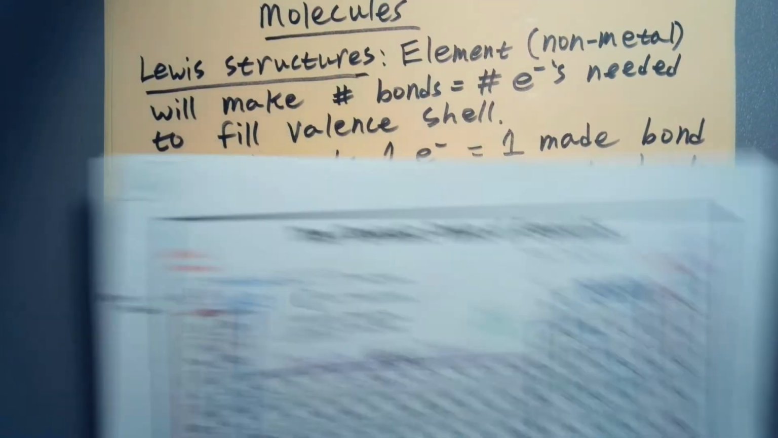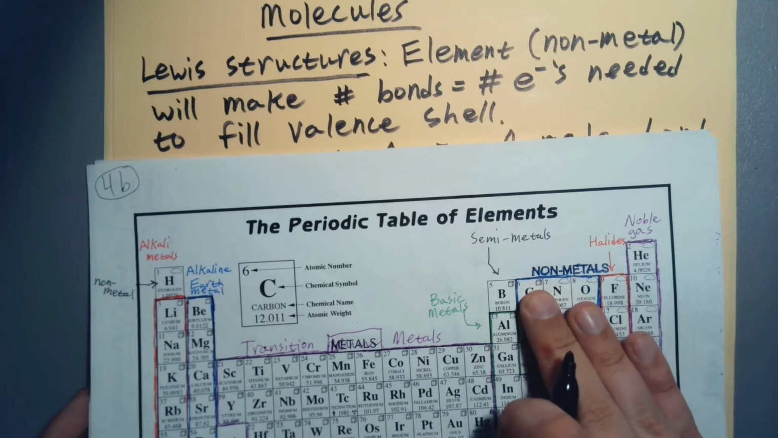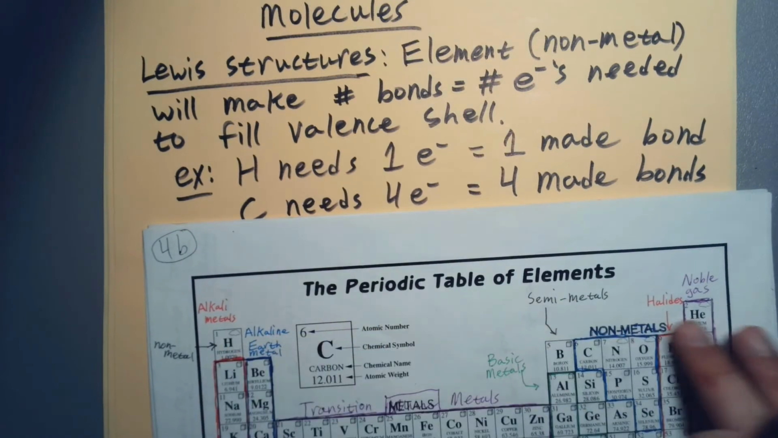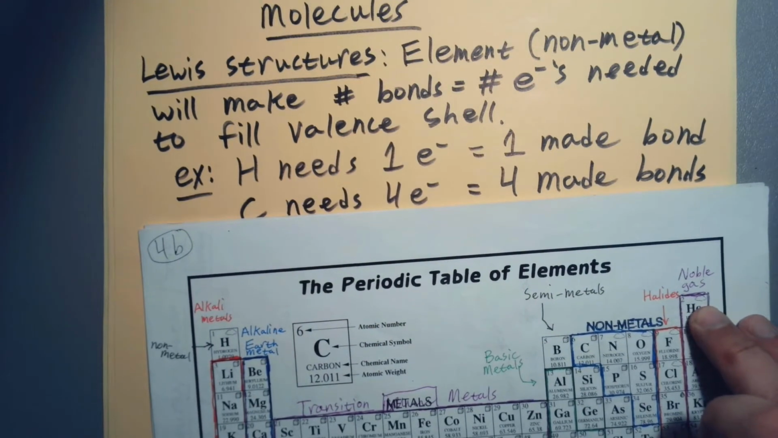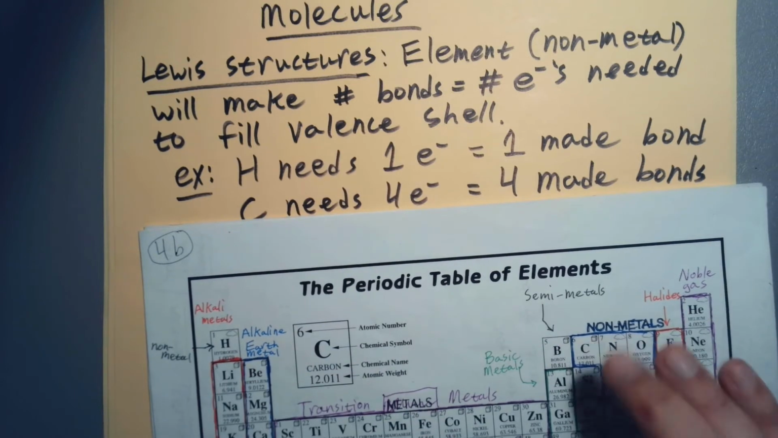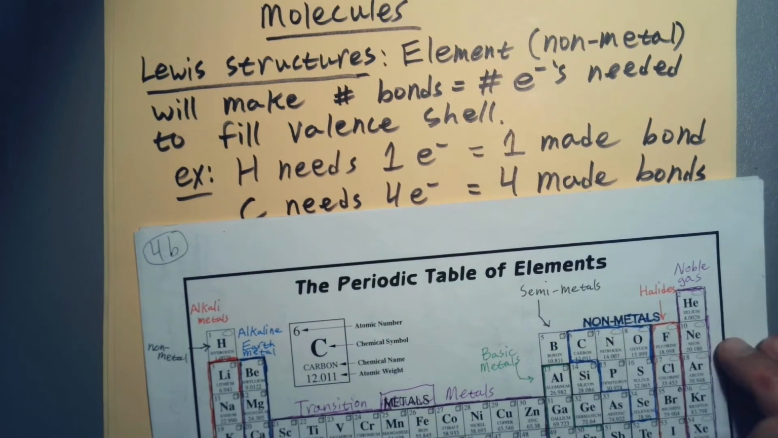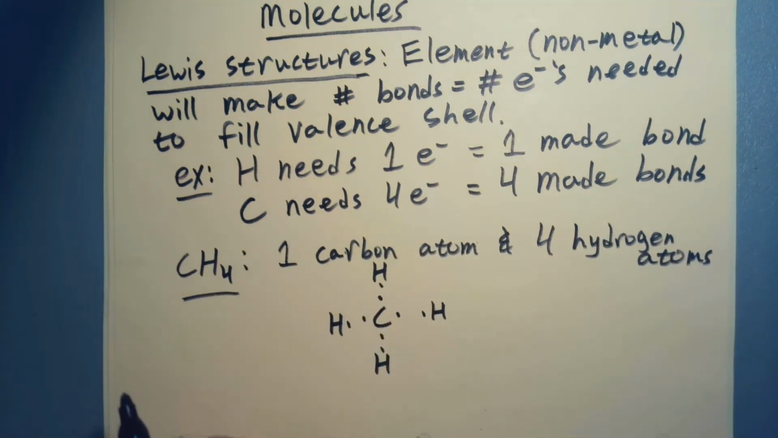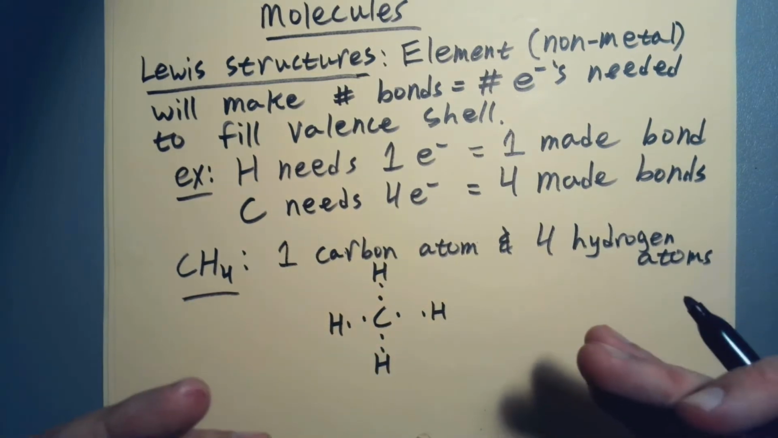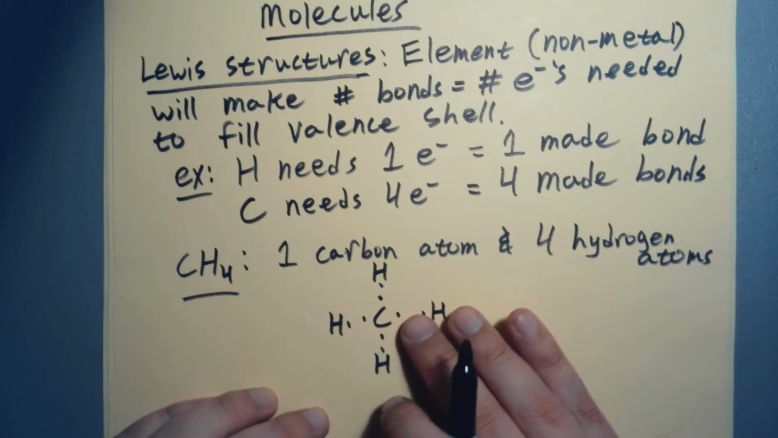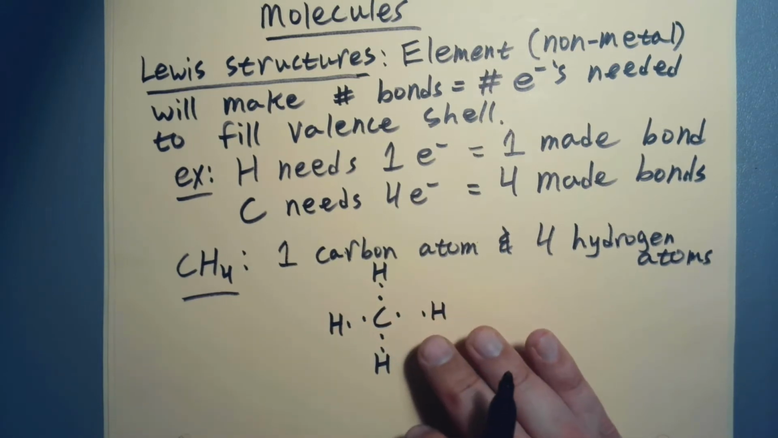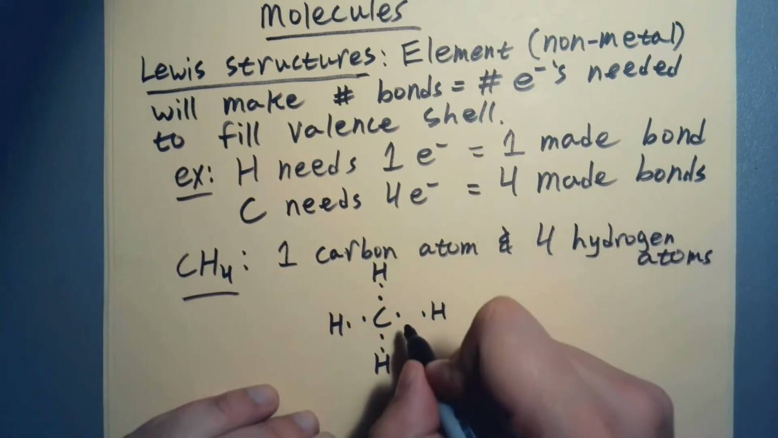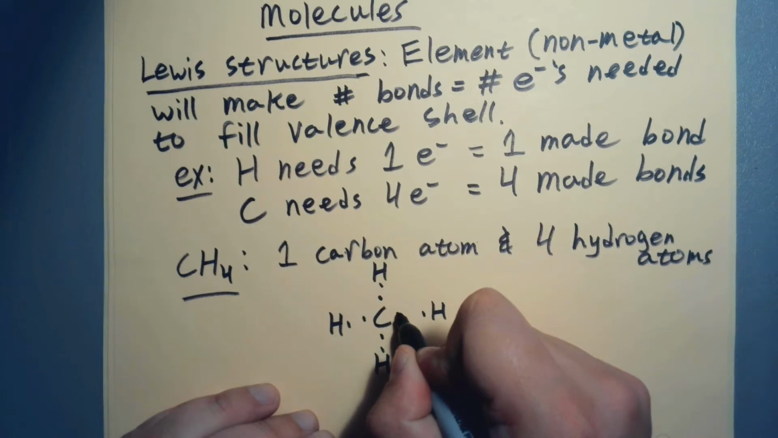So the carbon gets 4 dots because it has 1, 2, 3, 4 valence electrons. Hydrogen has 1, so it gets 1 dot. Now, hydrogen needs 1 more electron, so it makes 1 bond. Carbon needs 4 more, so it's going to make 4 bonds. Now, in order to make a bond, both sides have to pitch in. So carbon's going to throw an electron in, and hydrogen's going to throw an electron in. A bond is made out of 2 electrons, 1 from each atom. So they throw in together. And so what that means is I'm going to connect the dots.